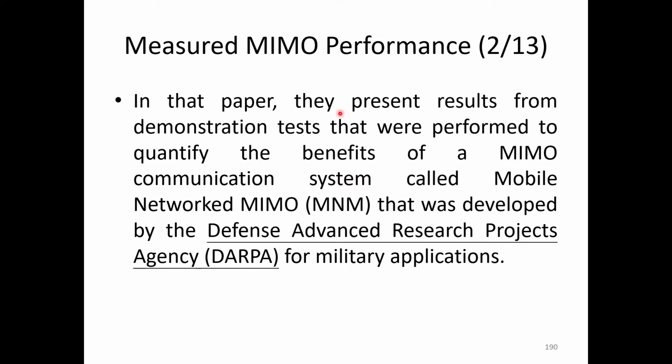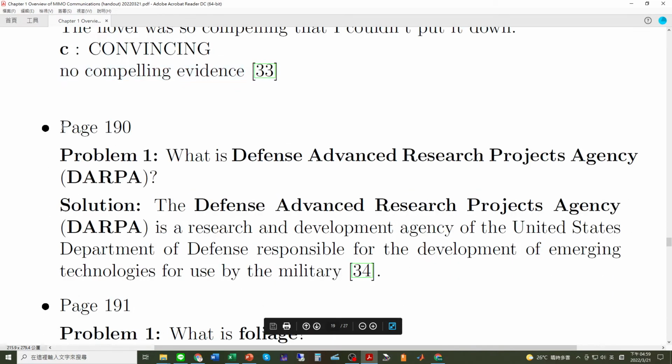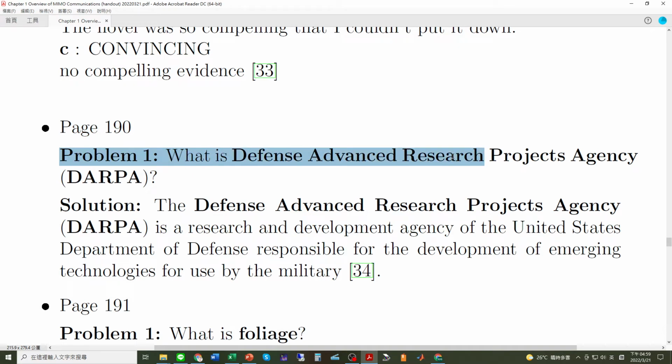Okay, in that paper, they present results from demonstration tests that were performed to quantify the benefits of a MIMO communication system called Mobile Networked MIMO, MNM, that was developed by the Defense Advanced Research Projects Agency, DARPA, for military applications. Okay, what is DARPA? Let us see the handout. Okay, page 190, problem 1. What is Defense Advanced Research Projects Agency, DARPA?